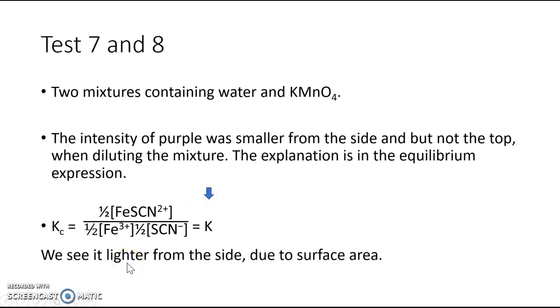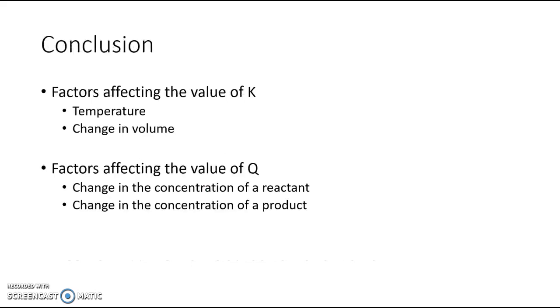The reason why we see it lighter from the side than from the top is due to the fact that it's on a larger surface area from the side. So from the top, we can't really see the concentration change, or the color changing, because it's such a small surface area. From the side we have much more space to see it.